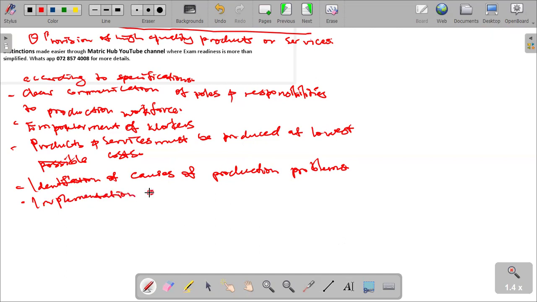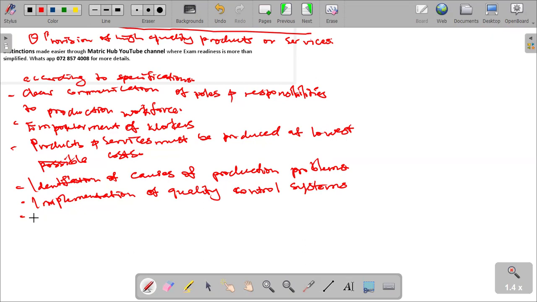Implementation of quality control systems that ensure quality products are consistently produced. It can be another point that we can give there.